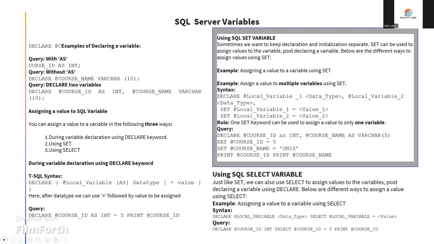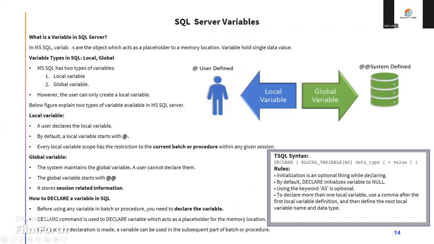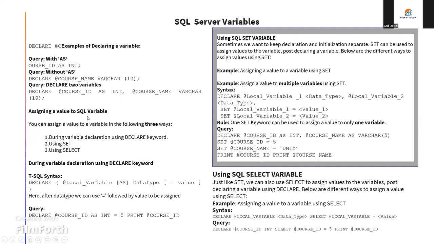If I asked you how many types of variables there are, it's local variable, global variable, right? I asked you how many ways you can assign the SQL variables. You can assign the values of variables three ways: declare command, set command, select command.